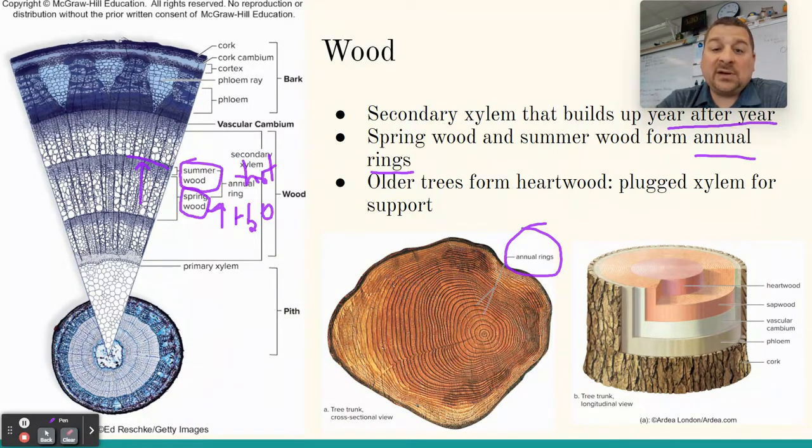xylem. As the trees get older, some of that xylem in the very center will actually plug up with organic materials, and it'll stop working as xylem. They think this gives strength to the tree, although some trees, even after that rots out, where squirrels dig their nests or woodpeckers live inside that tree, can still stay upright for years and years with the active xylem as well. But that heartwood is just plugged up xylem that would be in the center or middle of the tree.